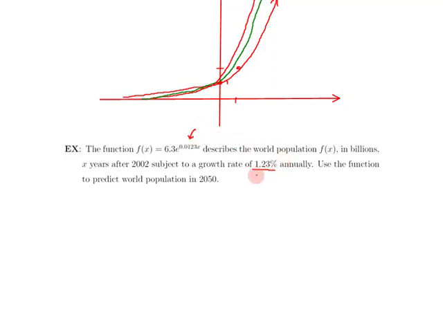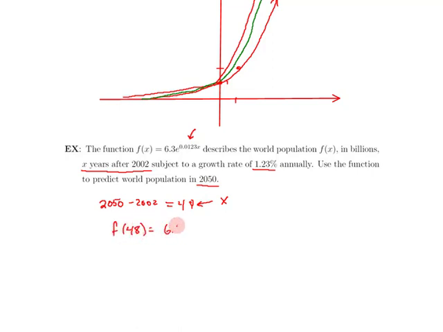Now, use the function to predict the population in 2050. Basically all we're asked to do here, since we know x has to do with years after 2002, is find what 2050 minus 2002 is, which gives me 48. So it's been 48 years since 2002. That's my x. So I'm going to find f of 48.